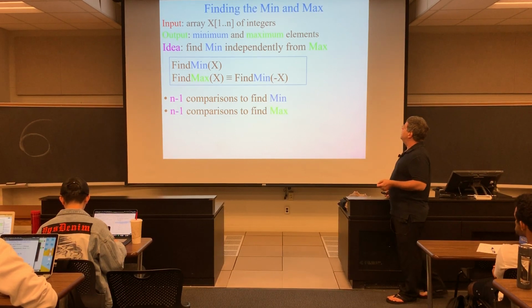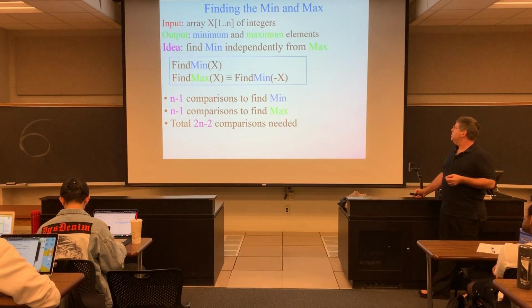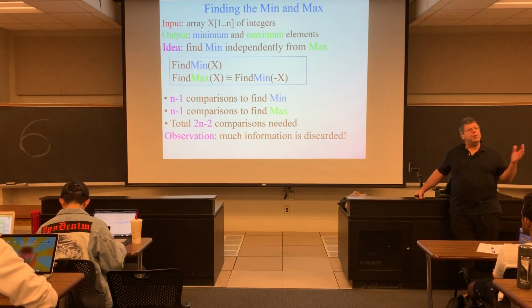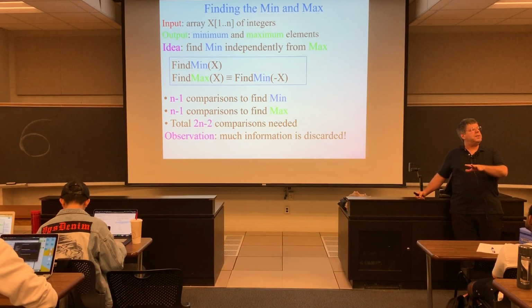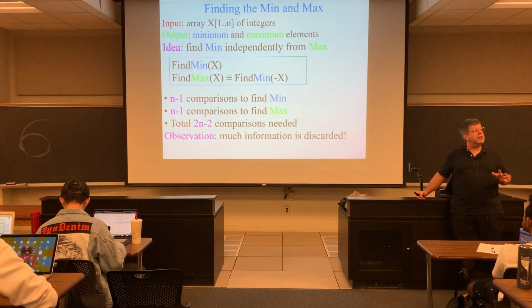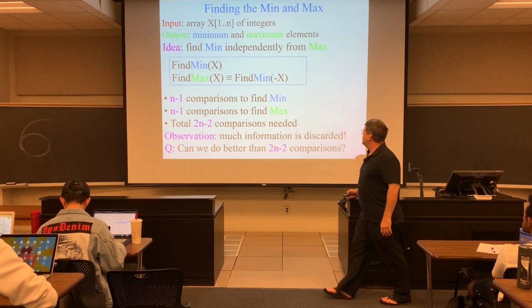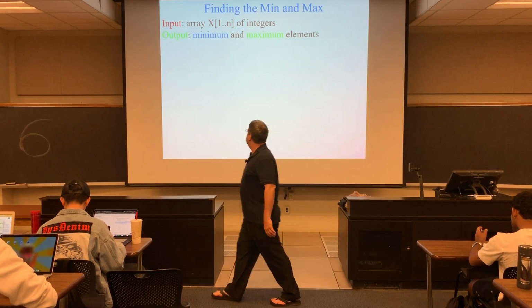So n minus 1 to find the min, n minus 1 to find the max, total 2n minus 2. And notice that you're doing it independently. You're finding the min and you're doing all these comparisons, and when you find the max, you're doing a whole bunch of other comparisons and completely ignoring the first set of comparisons that you already did that may get you a lot of information that you're now discarding and ignoring. How many see that? Because you're doing it independently. And that's a shame. And it turns out that's not efficient. So now we'll try to do better than 2n minus 2, and that's where things get more subtle.